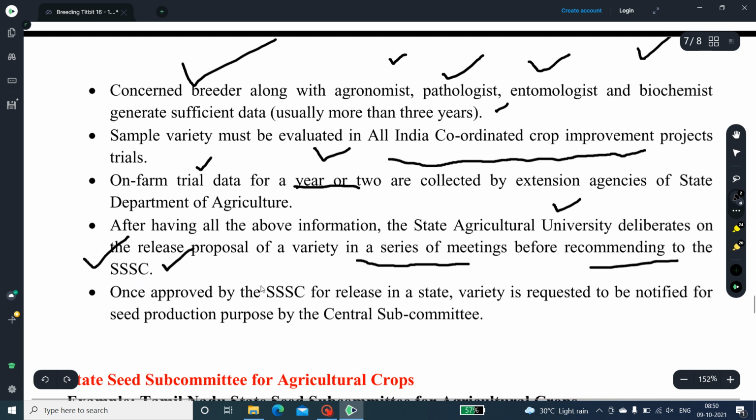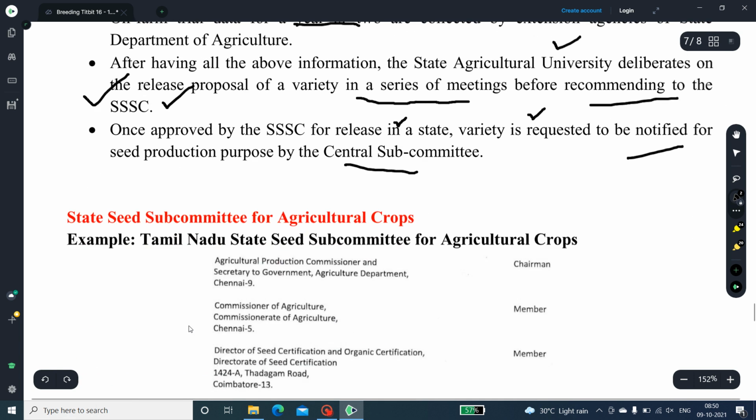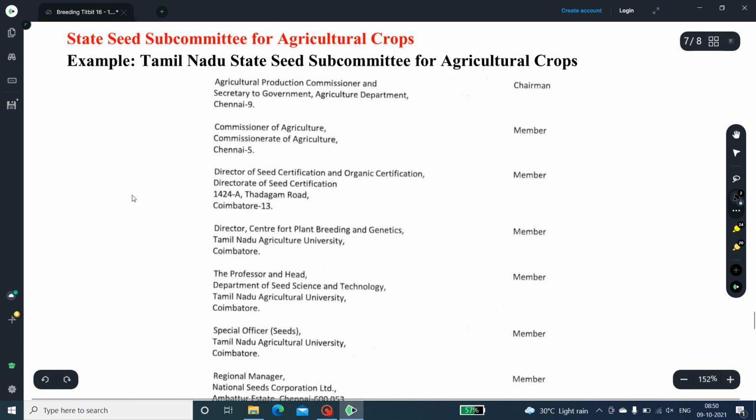Once approved by the State Seed Subcommittee for release in the state, the variety is requested to be notified for seed production purposes by the Central Subcommittee. Now the State Seed Subcommittee for Agriculture Crops, and I can take the example of the Tamil Nadu State Seed Subcommittee for Agriculture Crops. The chairman is the Agriculture Production Commissioner and Secretary to Government of the particular state, especially Chennai.